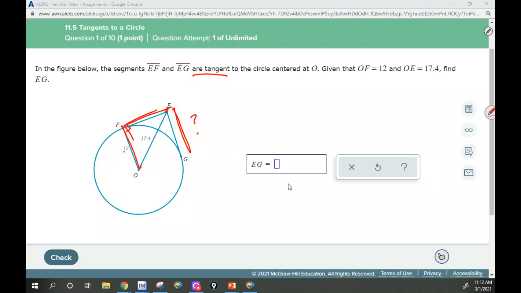Okay, and then it would be 12 squared, plus, we don't know what B would be. So I know this leg, but I don't know this leg. And then it would equal 17.4 squared. I'm just going to call it leg squared, and equal 17.4 squared. Why am I wanting to solve for this piece right here when I want to know EG? It's equivalent to EG. They're the same. They're congruent. So I need some help. I need to know what 17.4 squared is.